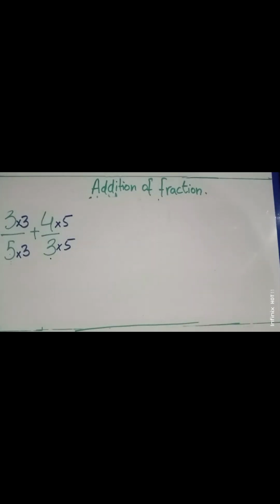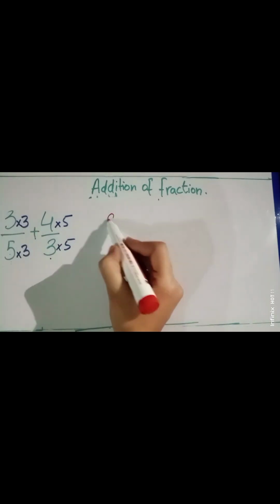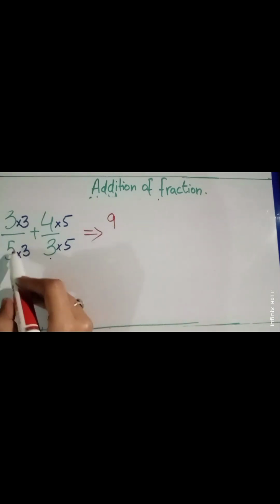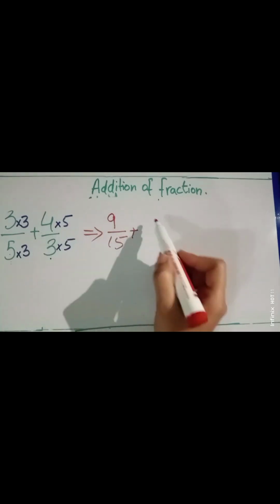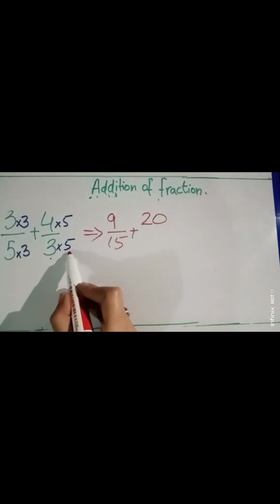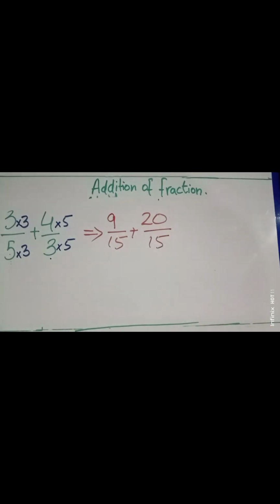And then there will be a new fraction in front of us. Let's see what the new fraction is. Here 3 3s are 9 and 5 3s are 15, plus here 5 4s are 20 and 3 5s are 15. See how easy it is. We just converted the denominators into the same number. We just multiplied both fractions by a table to make the denominator the same.